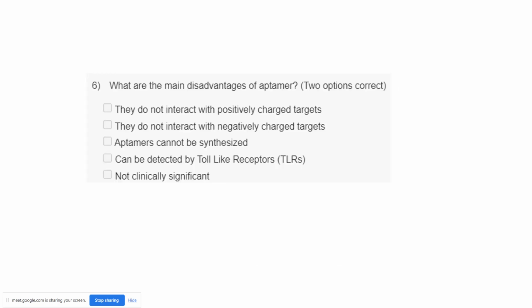This is the sixth question. What are the main disadvantages of aptamer? You have to select two correct options. So here the correct options would be they do not interact with negatively charged targets, because these aptamers themselves are negatively charged, and they can be detected by toll-like receptors, as these can be detected as foreign DNA by the body. So these two options will be the correct answer.